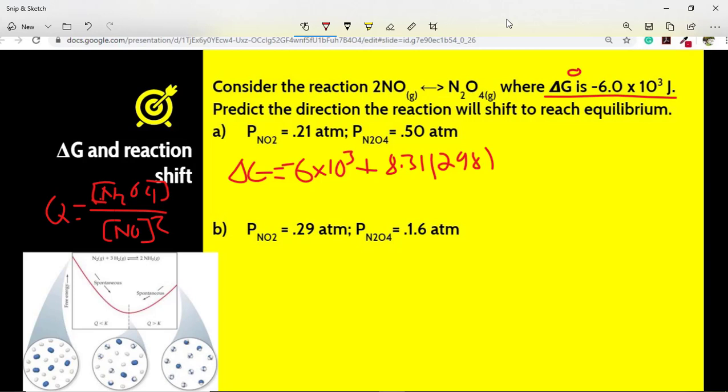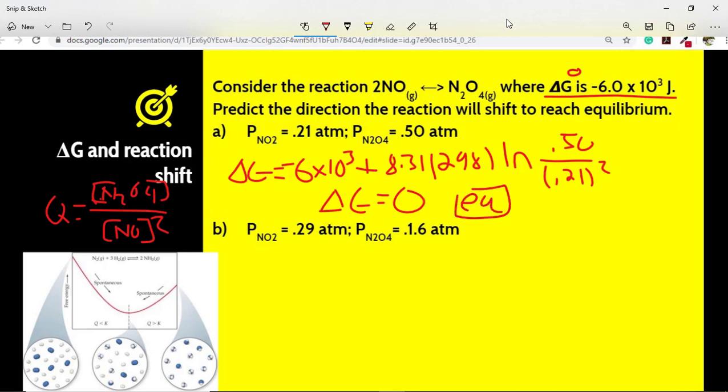Okay, so we're going to plug that in here. So we're going to get the natural log of 0.50 over 0.21 squared. Plug all those numbers in. What you find is that delta G is 0. And which way is the reaction going to shift? Well, since delta G is 0, we mentioned that before, this is already at equilibrium. So we're good there. All right, we're going to do the same thing for part B.